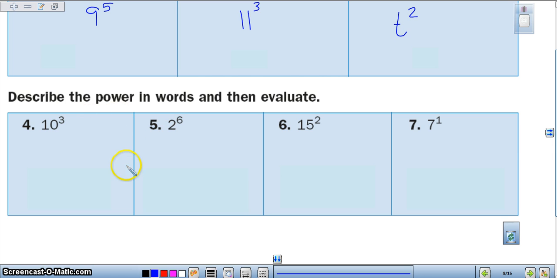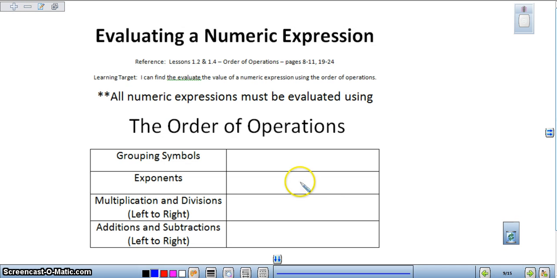We're not going to look at evaluating these too much and writing them in words, but I do want you to think 10 to the 3rd. 10 to any power is a nice easy one to remember. If we're evaluating it, it's going to be 1 followed by the number in our exponent telling us how many zeros, so this would actually be 1,000. 7 to the 1, that's one that's always going to be equal to 7. So anything to the first power equals just that number.